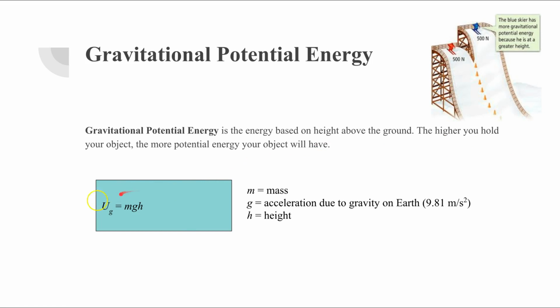So this will be your formula for gravitational potential energy, which is equal to mass times g times h. We use the letter U for gravitational potential energy, measured in joules. m will be mass, g will be acceleration due to gravity on Earth, which is about 9.81 meters per second squared, and h will be your height.